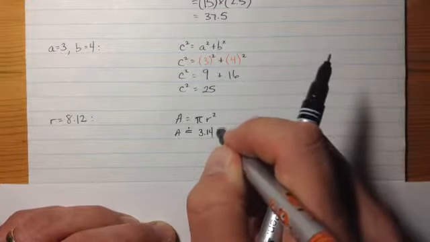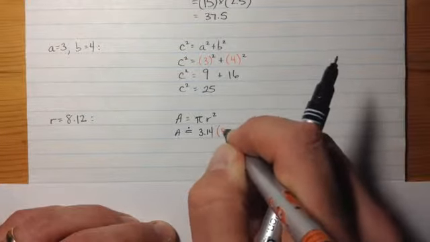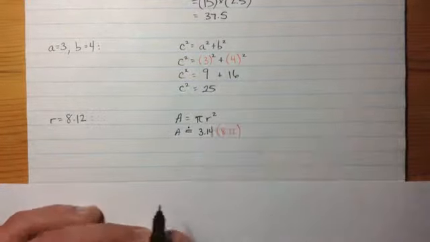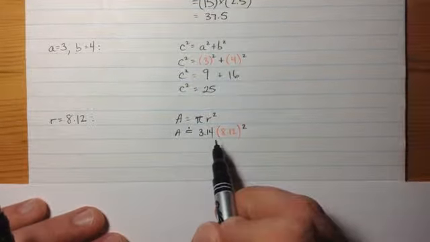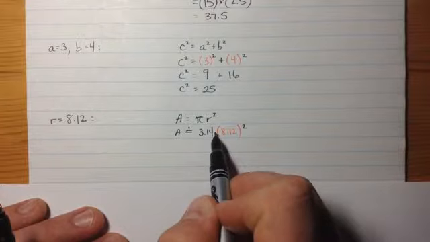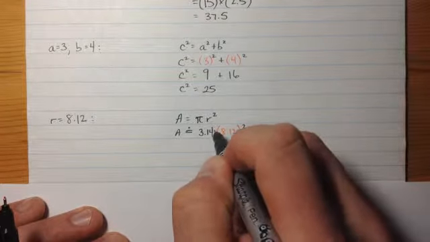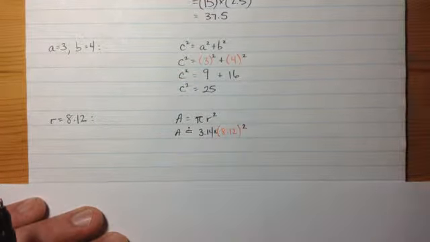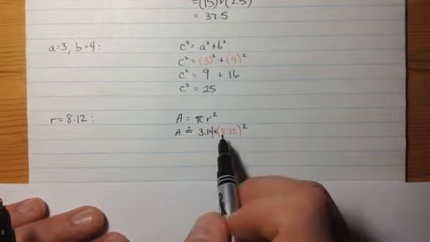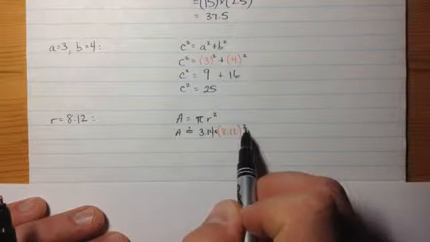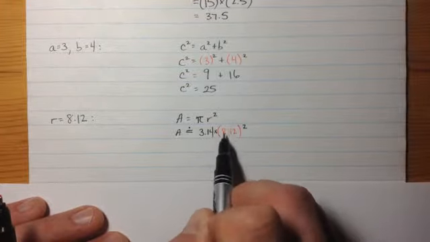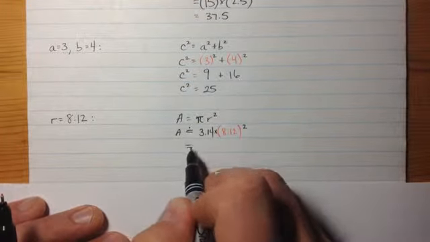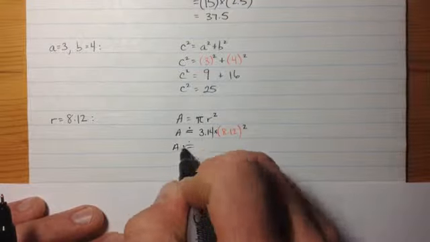So 3.14 times R, which is 8.12 squared. So there's the squared. Now being really careful here, this is multiplication in between these, and maybe I'll write it in there just to be really clear for now. It's not necessary to have it, but there it is. 8.12 has to be squared first, and then we'll multiply 3.14 by that value. So, I'm going to continue as I said.